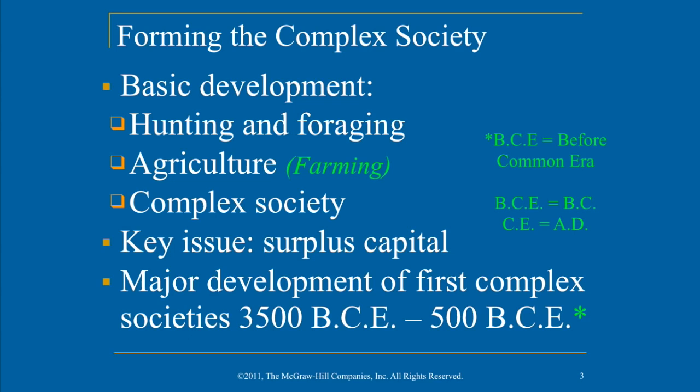For forming a complex society, we have to have some basic development. There's hunting and foraging. People have to basically go around, and their number one goal as being alive is finding food, and then water, and then shelter, as basic Maslow's hierarchy of needs that we understand. But what people really started off with when we started studying history is hunting. They need to find some sort of food to keep themselves going.